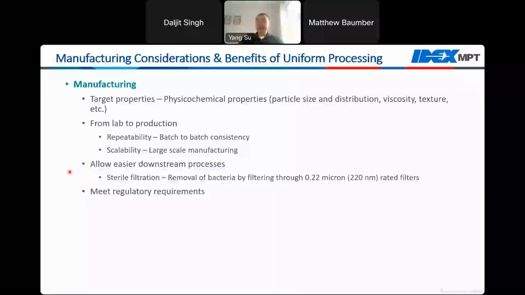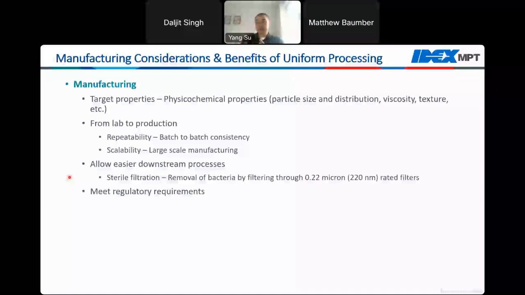Some of the other considerations listed here may not specifically apply to cosmetic industry or applications, but they may as well be. So the selection of the manufacturing process should also allow easier downstream processes. I have one example here, which is often used for pharmaceutical applications, meaning a lot of the product, especially the parenteral product, needs to be sterilized, and a sterile filter is typically used to help remove bacteria. And the filter has an average pore size of 0.22 micron or 220 nanometers.